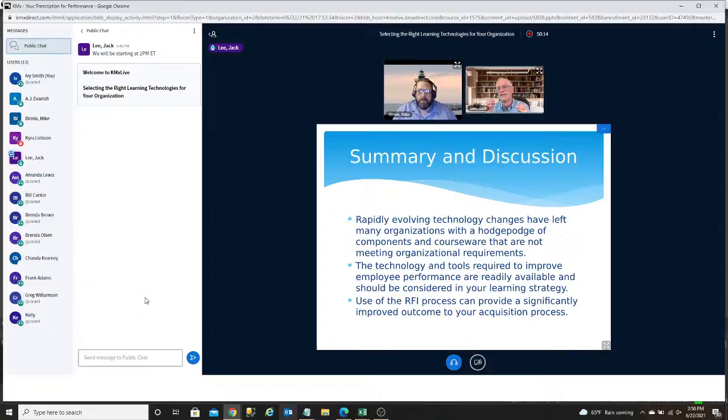So what we're encouraging customers to do is use the RFI process. The request for information process that we talked about earlier provides an improved outcome for the customer. It also gives you and the vendors time to sit back and say, oh, we didn't know that was possible, or the vendor, in their case, we didn't know that you actually needed that, okay? So you can have an awful lot of collaboration in that RFI process that doesn't take up a lot of your time.